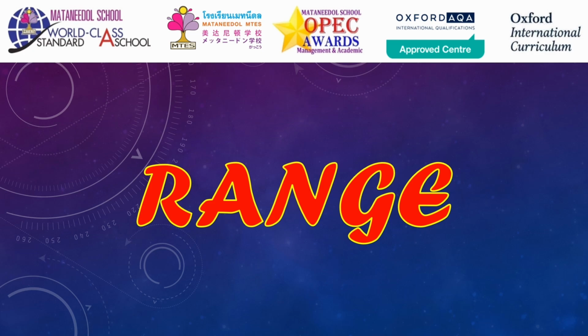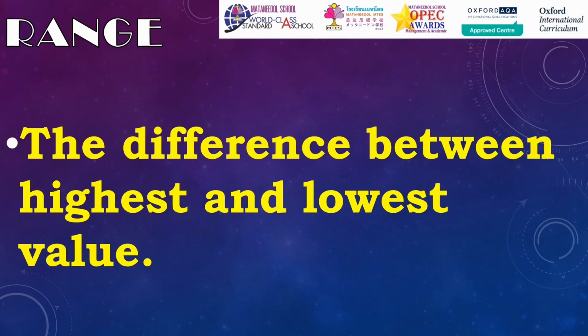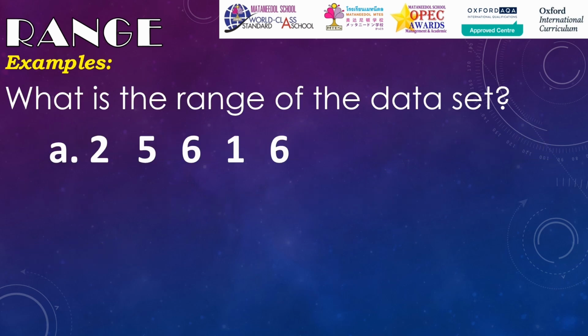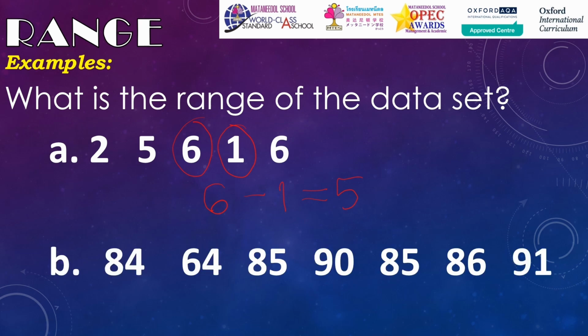Next, we have range. The range is the difference between the highest and lowest values. So the range measures the spread of data. For example, what is the range of the data set 2, 5, 6, 1, 6? Identifying the highest and the lowest, we have 6 is the highest and 1 is the lowest. So just subtract them. 6 minus 1 is equal to 5. Therefore, the range of the data is 5.